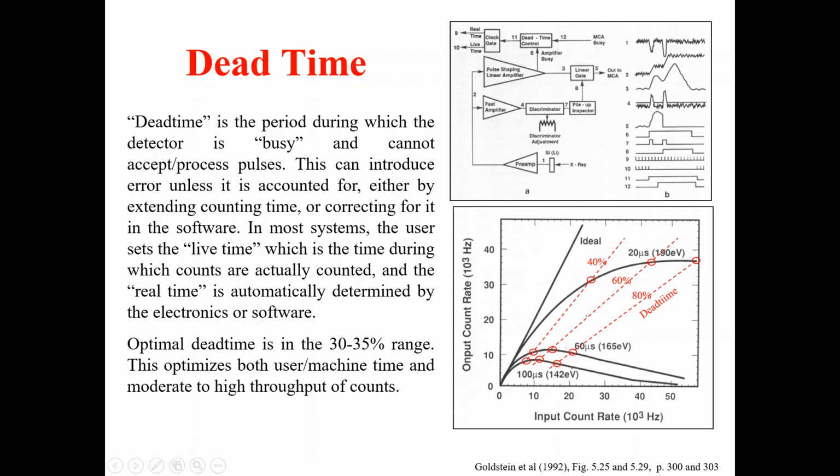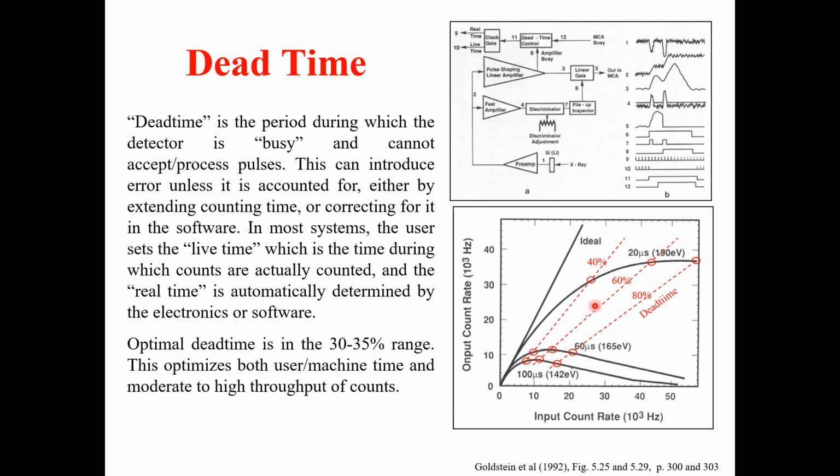And we also have the concept of the dead time. So what is meant by the dead time? Dead time is the period during which the detector is busy and cannot accept or process pulses. This can introduce error unless it is accounted for, either by extended counting time or by correcting for it in the software. In most systems, the user sets the live time, which is the time during which counts are actually counted, and the real time is automatically determined by the electronics or software.